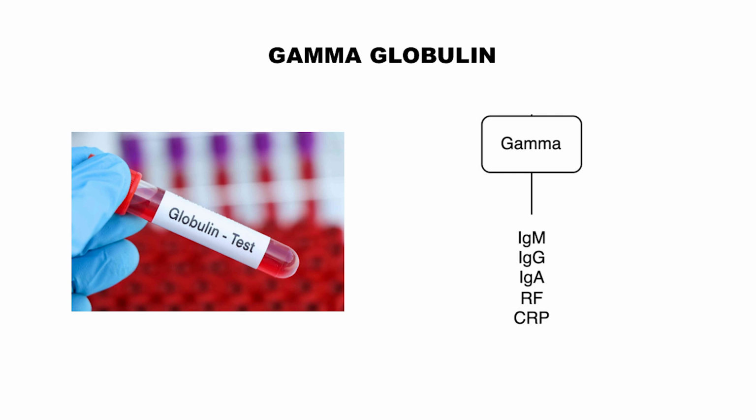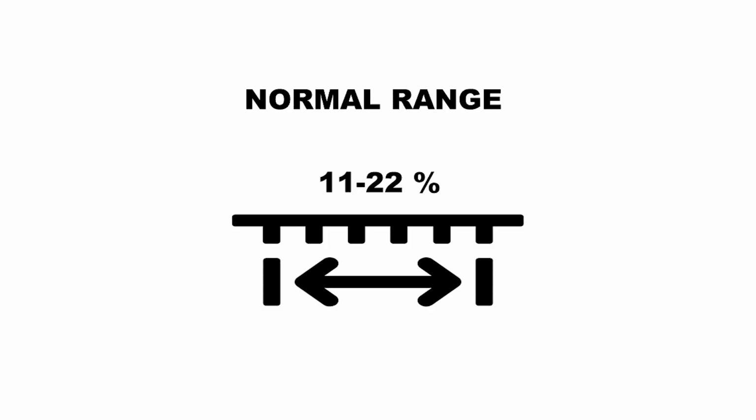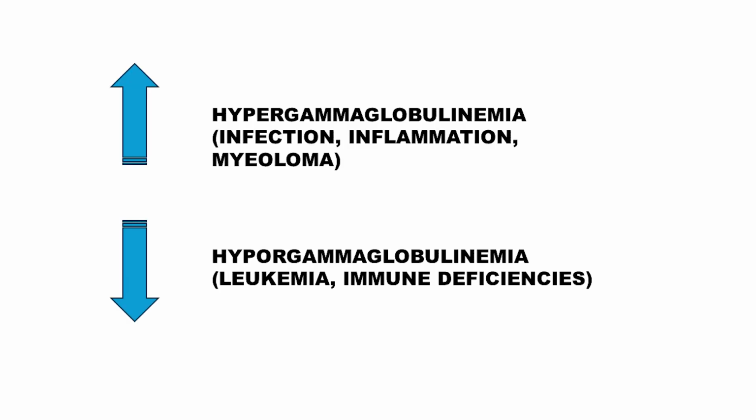Gamma globulins or immunoglobulins, such as immunoglobulin G, immunoglobulin A, or even M, are essential blood proteins which act as antibodies to identify and neutralize pathogens, providing critical immune defense. They are produced by plasma cells in the lymph nodes and spleen. The normal range of gamma globulins is 11 to 22 percent. The results can be interpreted as follows: high levels or low levels.